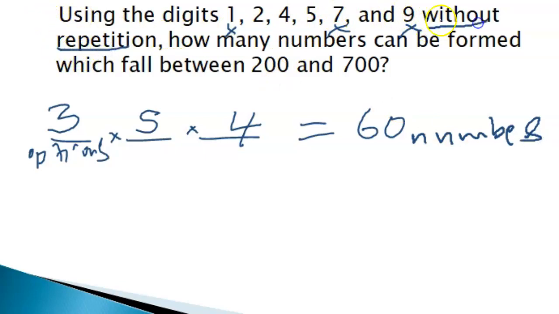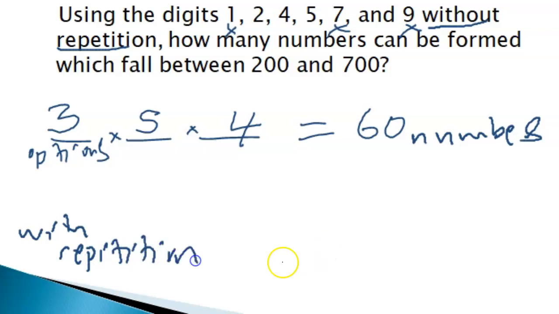Now, the question said with repetition, without repetition. What if we're doing it with repetition? In other words, what if we can use a number twice? So with repetition, again in the first slot, since the numbers fall between 200 and 700, the number would have to begin with either 2, 4, or 5 for it to fall in this range. So again, 3 options.